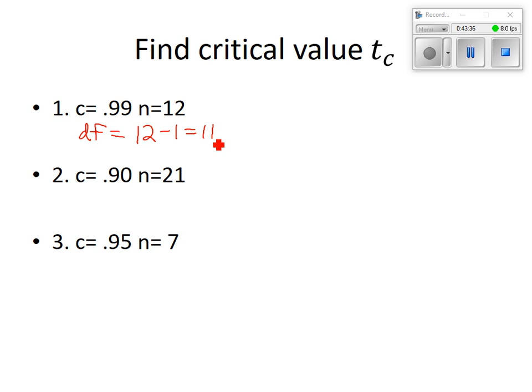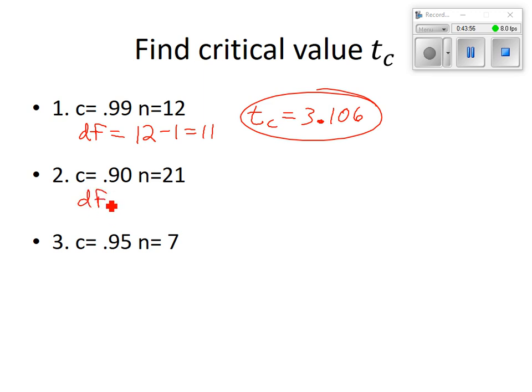11 over the 99, and what is it? 3.106. That's our critical value. Which one do you go to? The charts have 4 things on top. It says 99 on it. Okay. Next one, what's our degrees of freedom here?